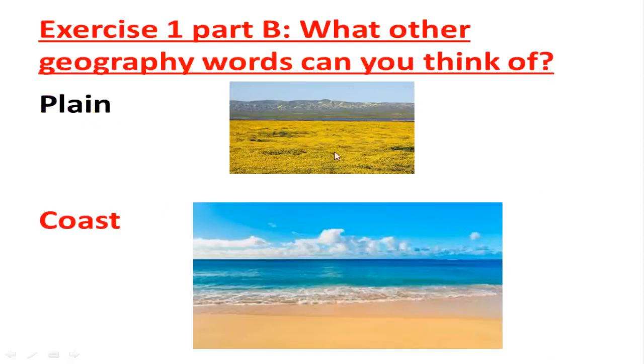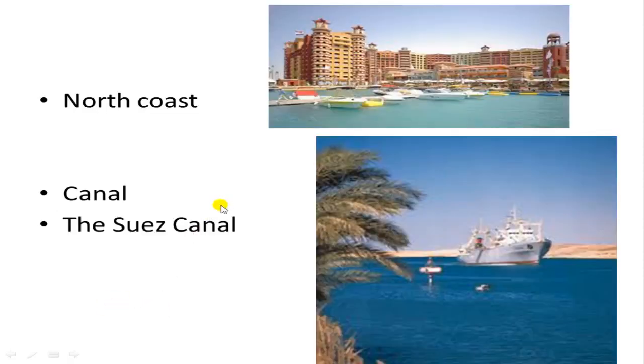Plain, this is plain. Flatland, plain. Coast, this is coast. Area next to the beach, this is shore, this is the coast. In Egypt, we have the north coast. This is the north coast on the Mediterranean Sea.